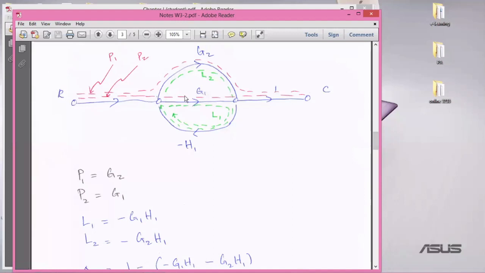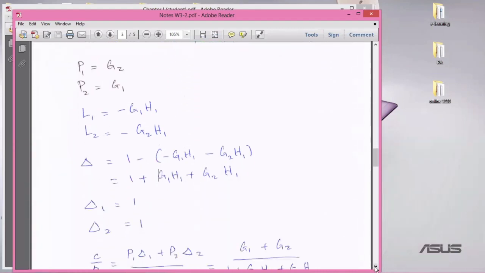So this is the second forward path, straight ahead. Again here, both loop L1 and L2 touch the second forward path. They share common nodes. In fact, they have 2 common nodes. So you need to drop L1 and L2 as well. So your delta 1 is equal to 1, delta 2 is equal to 1 as well.